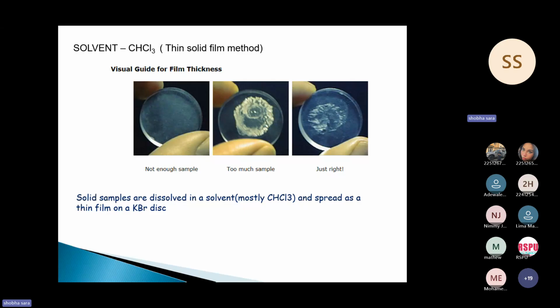In the first picture, we can see the sample is not enough. Concentration is not enough, so you won't get a good IR spectrum. In the second one, we can see it is too much sample. It is crusty. The concentration is very high. Here also, we cannot get a good spectrum. The third one is just right. The concentration is enough, and this is the third method for solid samples. So first KBr, then Nujol, then the thin solid film method for solid samples. Whatever solid sample, if it is soluble in chloroform, we can do it like this.